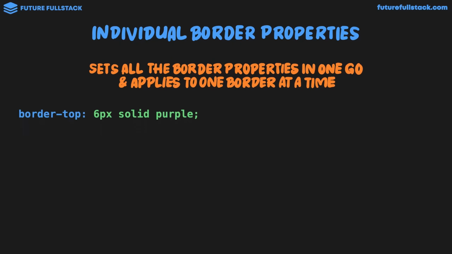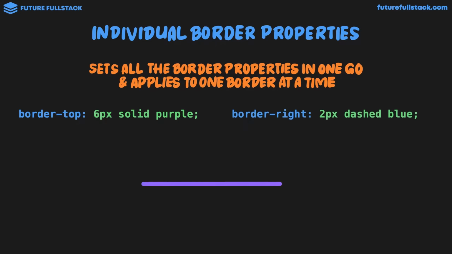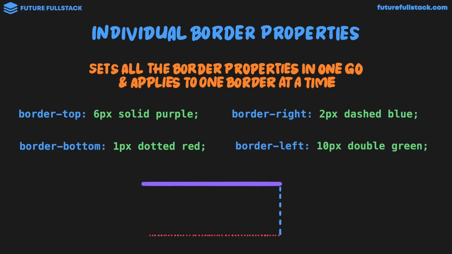It looks like this. We have the border-top property with the same three values as before, border width, style, and color. And this border would look something like this. We then have border-right, and in this case, 2 pixels dashed blue, which would look something like this. The next property is border-bottom, and in this example, it's 1 pixel dotted red, which would look something like this. And the final property is border-left, which is 10 pixels double and green, which would look something like this.